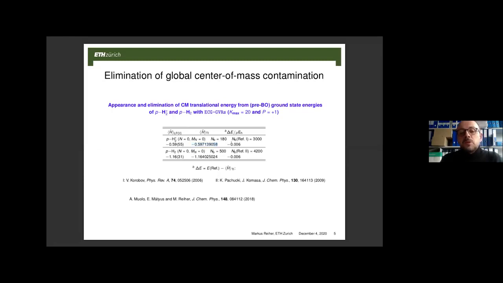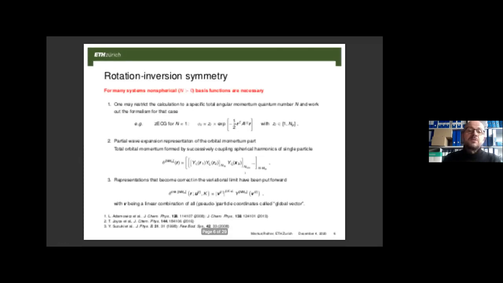We compare also with data from the literature for H2+ with data from Korobov from 2006, and for H2 with data from Pachucki and Komasa. Note that in these papers, the number of basis functions needed to achieve this accuracy, and we're talking about really high accuracy in the nano-Hartree regime, was 3,000 and 4,200. You can see from the energy difference that with far fewer basis functions, with our approach, we get very close to these reference data. And note that the energy difference is given in micro-Hartree. So this works. It was one of the technical issues.